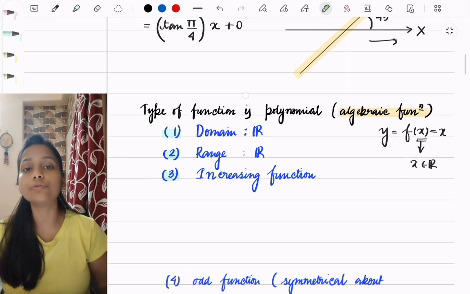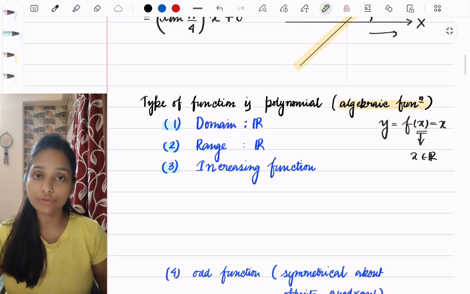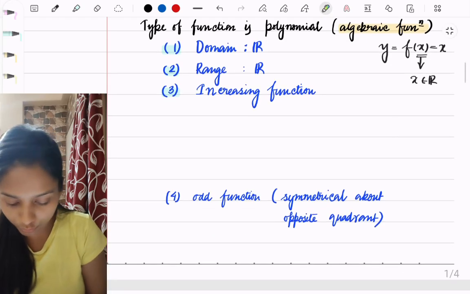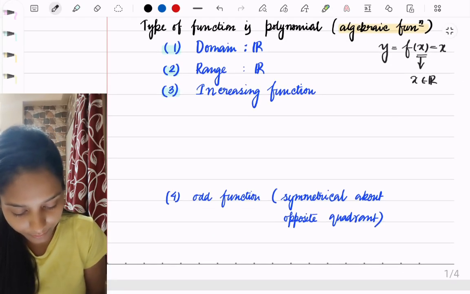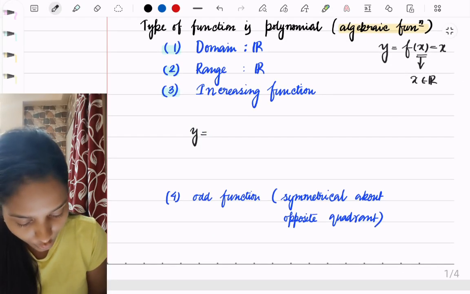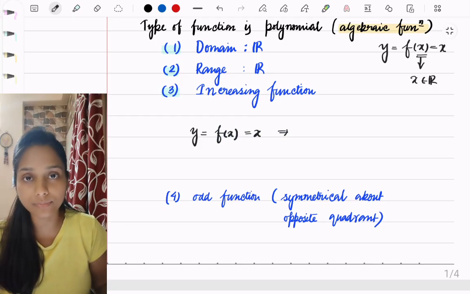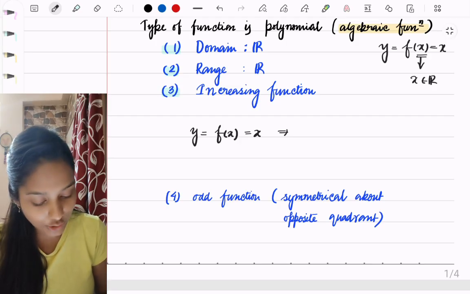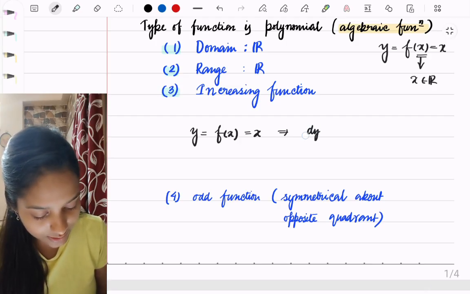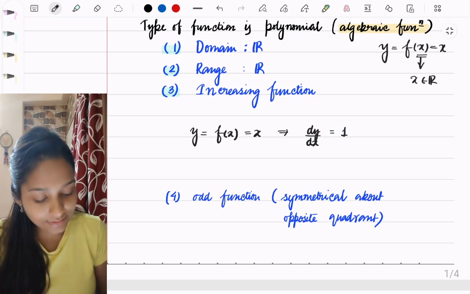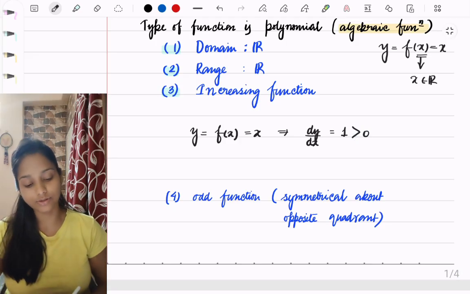Now, how can we prove a function is an increasing function or a decreasing function? We find the derivative of that function. So what happens if we take the derivative here? y equals f(x) equals x. If we take the derivative of this function with respect to x, we will get dy/dx equals 1. That is the derivative of x with respect to x, that will be 1. And this one here is always strictly positive.